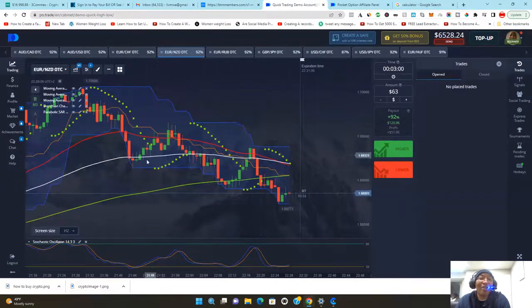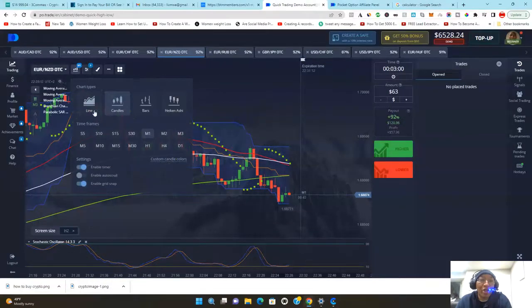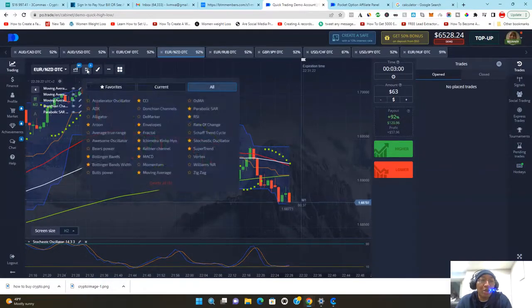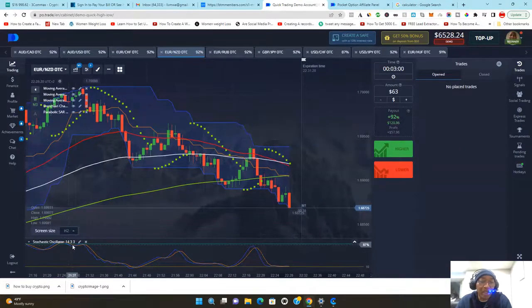Guys, I pray that you go out there and practice this strategy. Let me give you an overview of the strategy. Basically here we have 1 minute candles. You go right here, regular candles, 1 minute. Then we have the stochastic oscillator. You go to indicators, look for the stochastic, and the settings are 14, 3, 3.